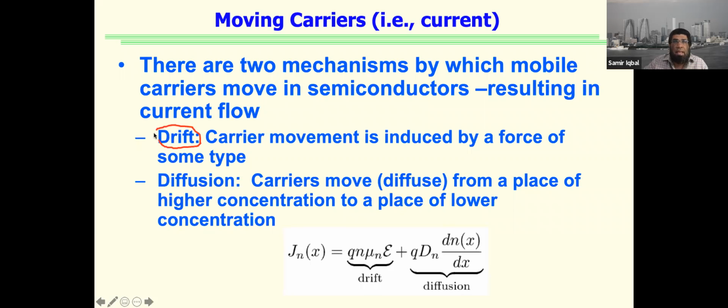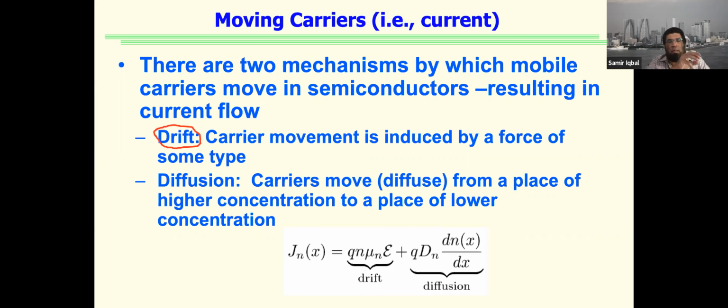It says carrier movement induced by a force of some type. In our case, the force is voltage. Now there is another movement, called diffusion. An example: if you are in a large room and I open a bottle of perfume, after some time you would smell the perfume at the other end of the room. How does this part of the room get those vapors of the perfume to the other part of the room? That's a thing called diffusion.